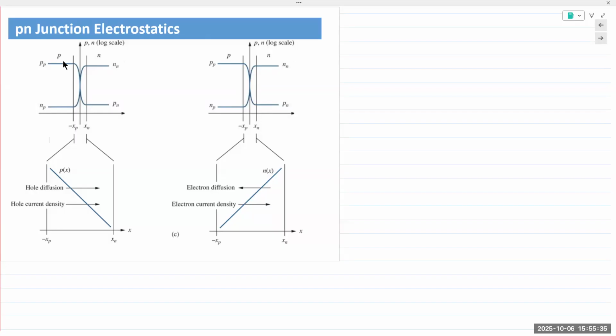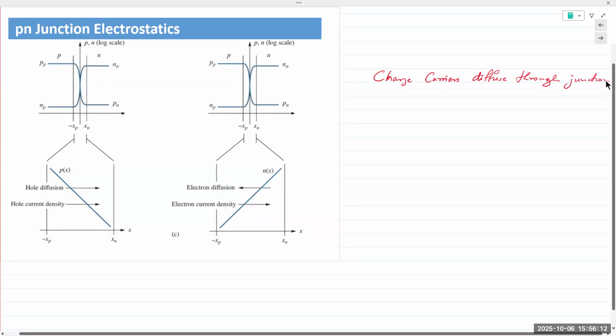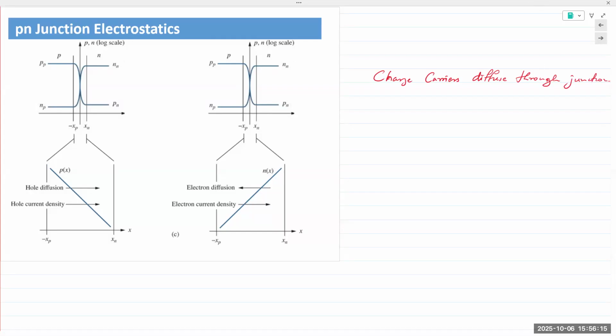So researchers and scientists who were working at the time postulated theories as to why this is happening. So diffusion starts, but then it's stopped after a certain point. So what exactly is going on? Well, the charge carriers are diffusing through the junction. Let me write that down here. Charge carriers diffusing through the junction gives rise to a small current.